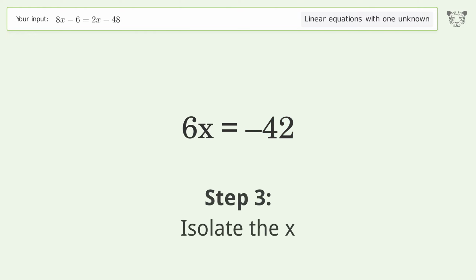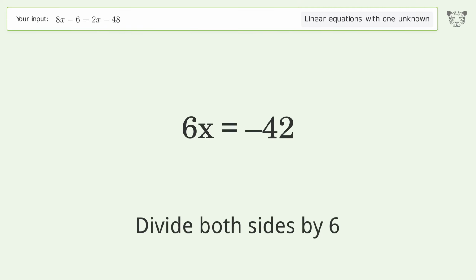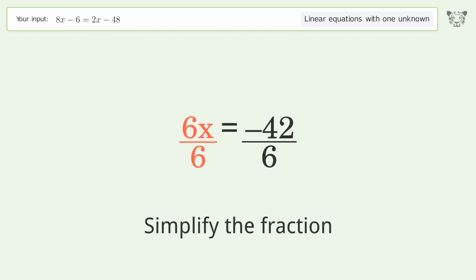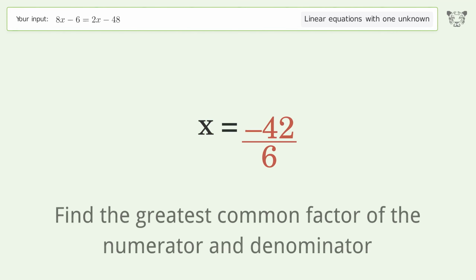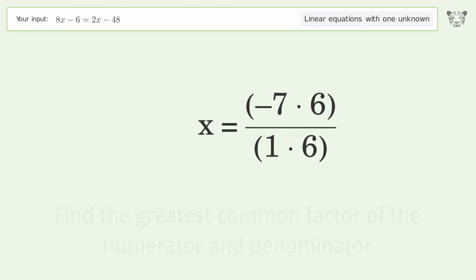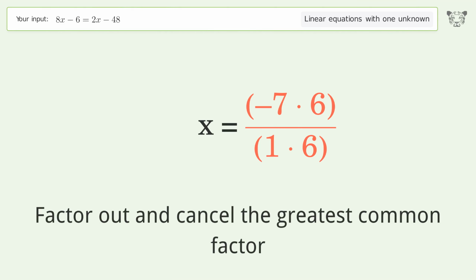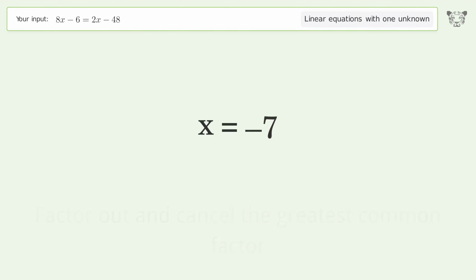Isolate the x. Divide both sides by 6. Simplify the fraction. Find the greatest common factor of the numerator and denominator. Factor out and cancel the greatest common factor. And so the final result is x equals -7.